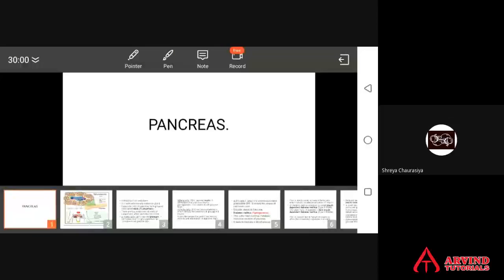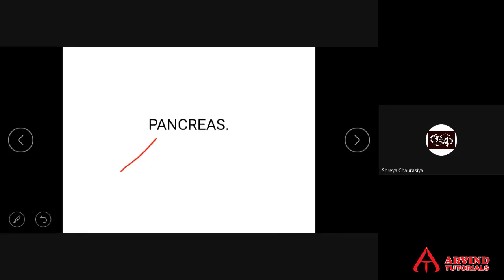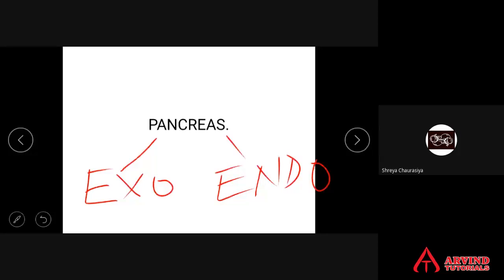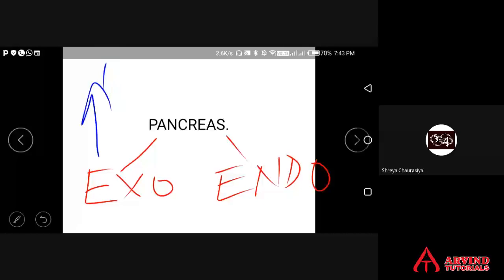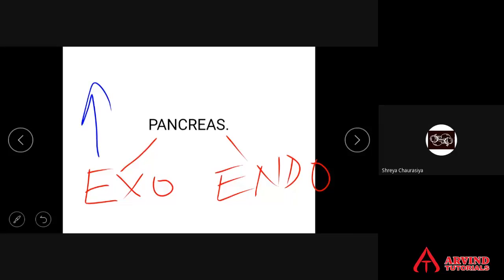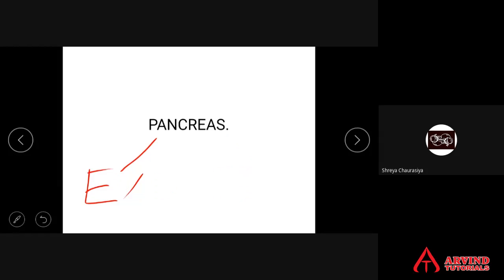Pancreas is a dual gland. That means pancreas is both exocrine as well as endocrine in function. Pancreas can act as an exocrine gland and it can act as an endocrine gland also. It is a dual gland. This is the only dual gland in the human body. As an exocrine gland, pancreas secretes digestive enzymes. As an exocrine gland, it produces the enzymes in its digestive juices. And as an endocrine gland, it will produce the what? Hormones. So that is the point. Pancreas is the only dual gland in the body, which is both exocrine as well as endocrine in function.